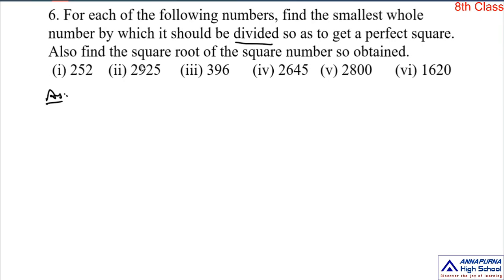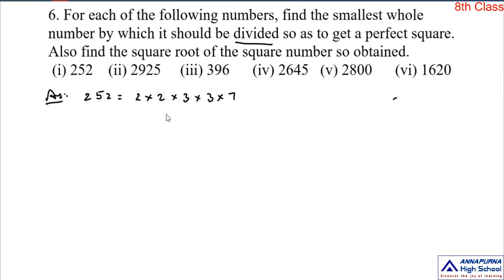That means they are not perfect square numbers, but when you divide these numbers by a smallest whole number, then you get a perfect square number. So what is that smallest whole number? We find it. Okay, first write down the given number. So for this also the only solution is finding its prime factorization. So that given number is 252. So its prime factorization already we did, in the fifth one already we did. So what is its prime factorization? 2 into 2 into 3 into 3 into 7.